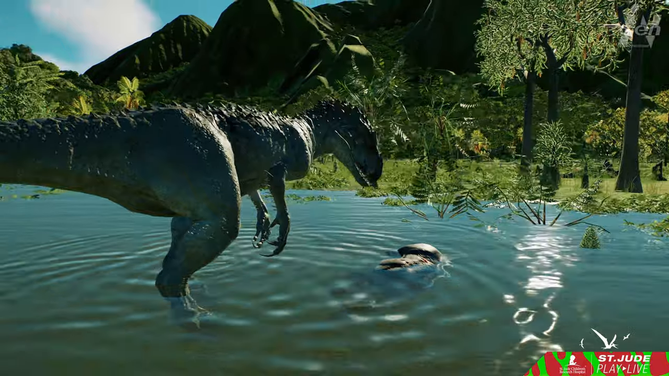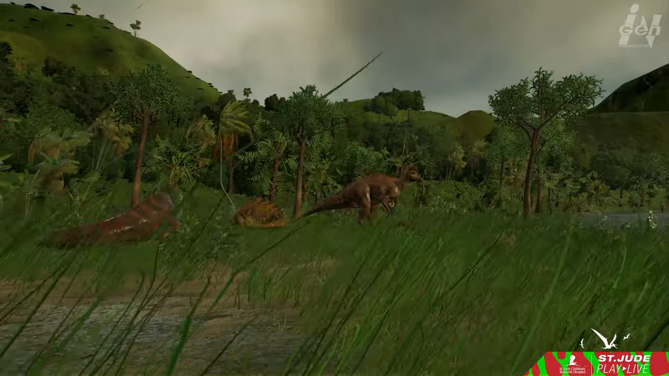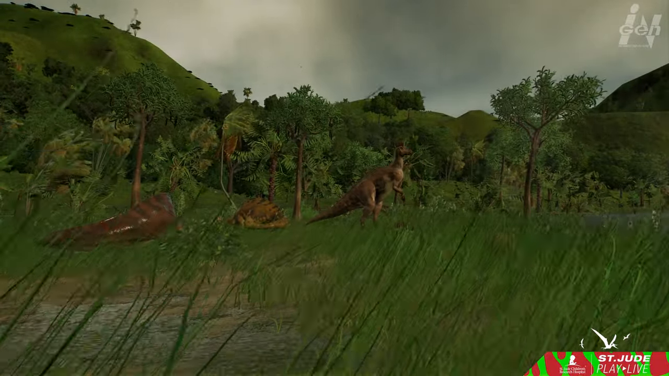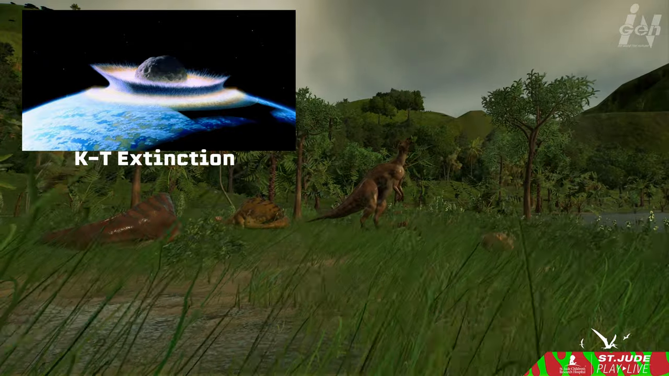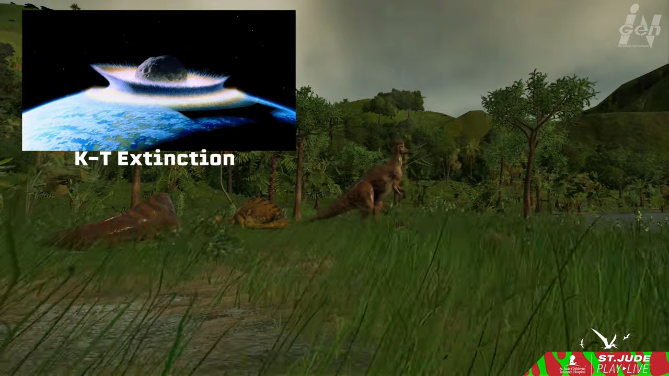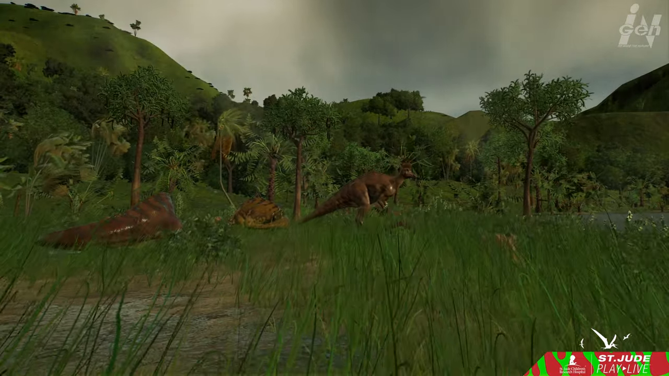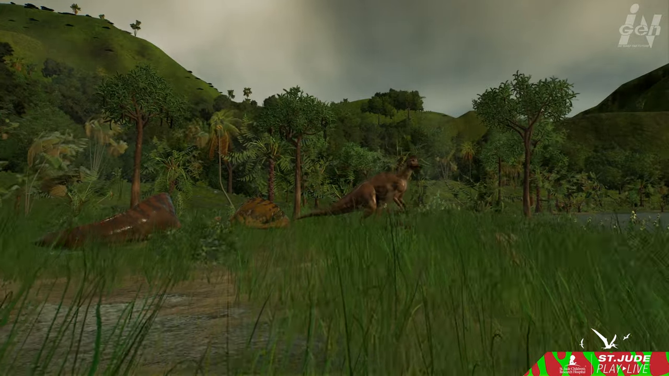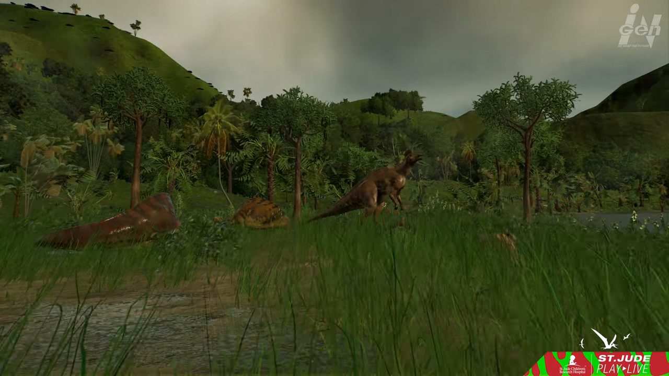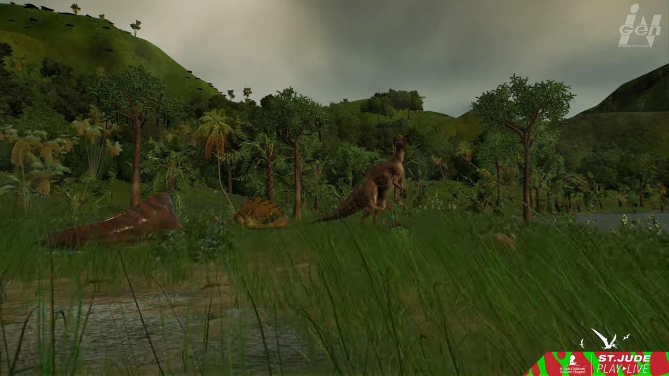Unfortunately, like all the dinosaurs living in this era, Corythosaurus was one of the dinosaurs which died out in the KT extinction at the end of the Mesozoic era. This began abruptly when a meteorite slammed into the Earth, leading to a mass extinction that wiped out about 75% of all species on Earth and ended the dinosaur dominant era.